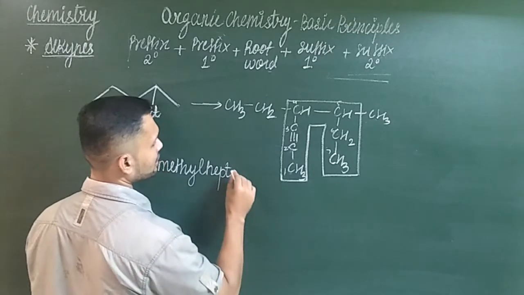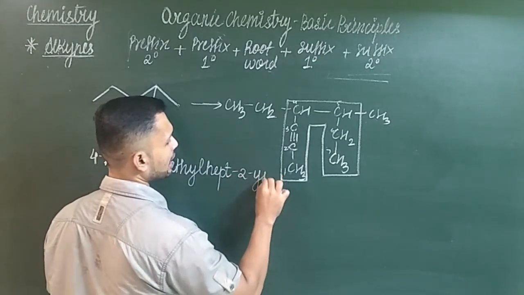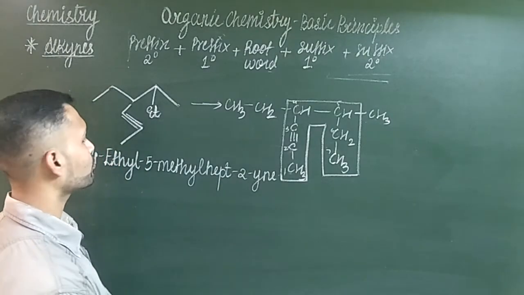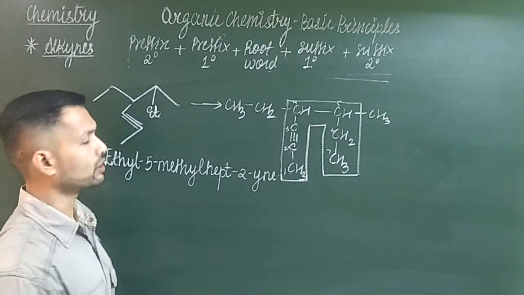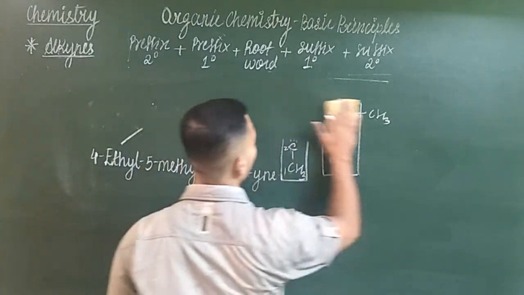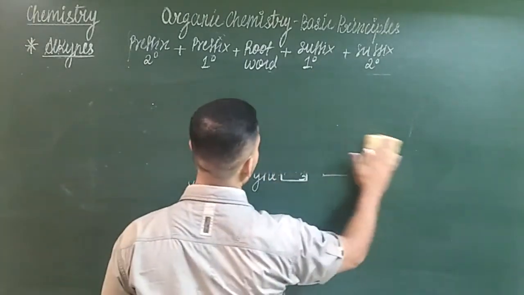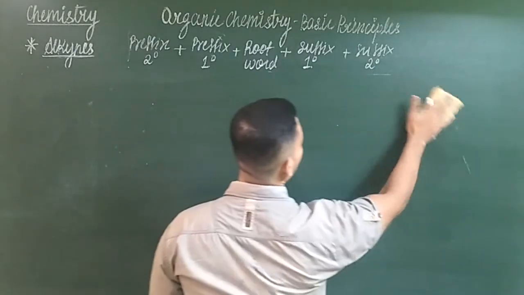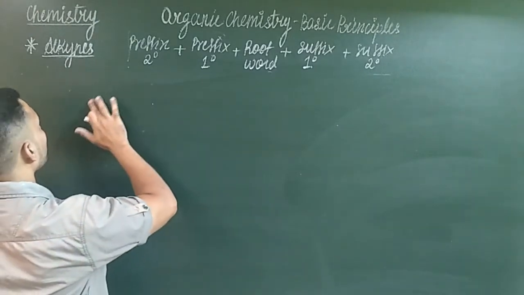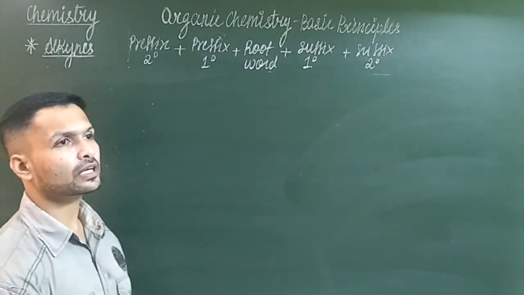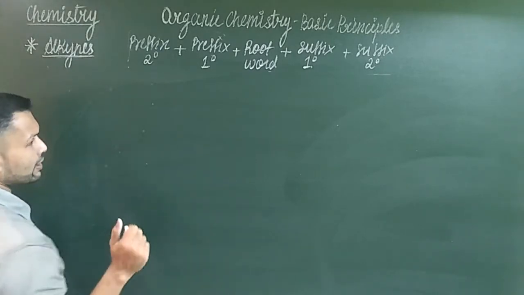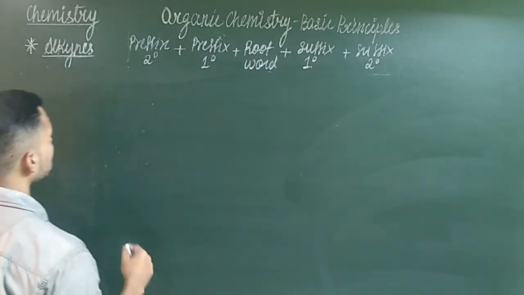Because it is 7 carbon, it's hept-2-ine. So this should be the IUPAC name of that compound. Hope so. Got this? Now we'll see some of the substituted ones and then we'll see some of the cyclic ones too. Okay? Then today we'll also see what happens if a double and a triple bond comes in a chain. So look at that too.